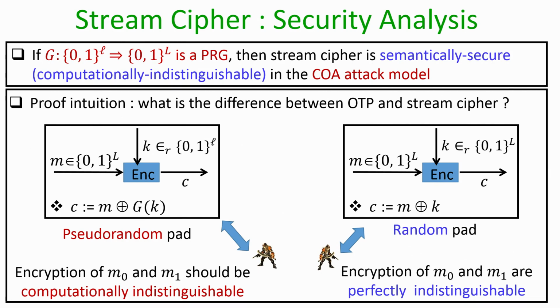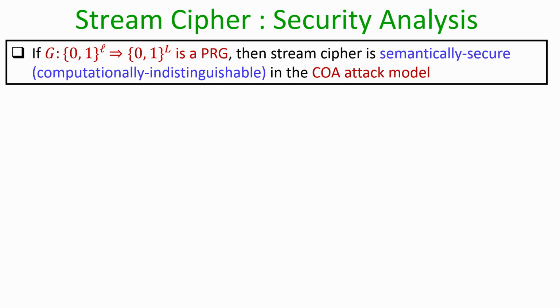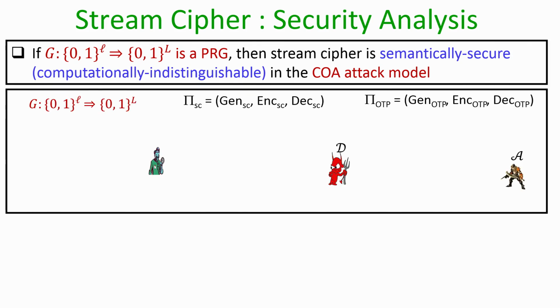That means no polynomial time distinguisher should be able to distinguish whether it is seeing an encryption of M0 or an encryption of M1, because if we have a distinguisher who can distinguish an encryption of M0 from an encryption of M1 with a significant probability better than half, that means that adversary knows how to distinguish G of k from a uniformly random string, which is again a contradiction to the claim we are making about the security of the algorithm G. So, we formally establish this intuition through a reduction based proof.